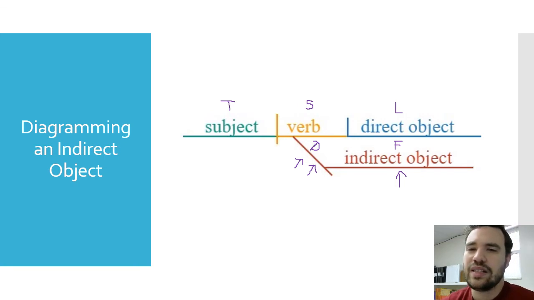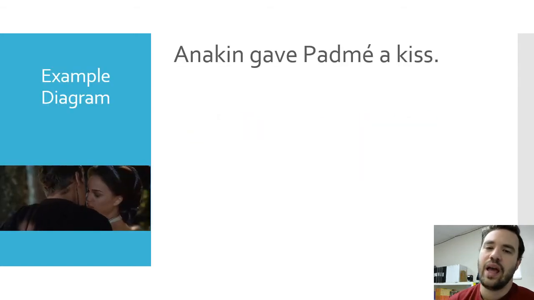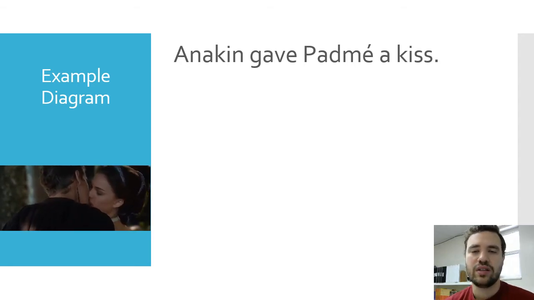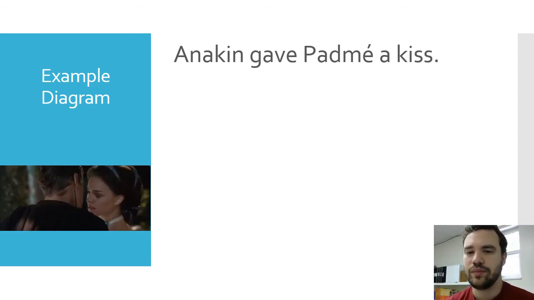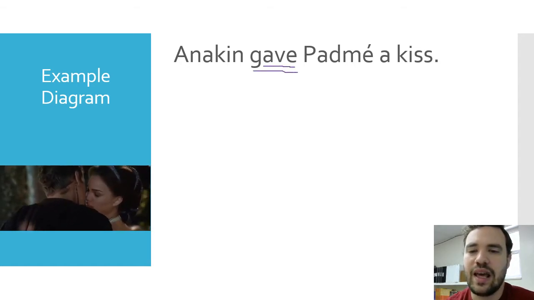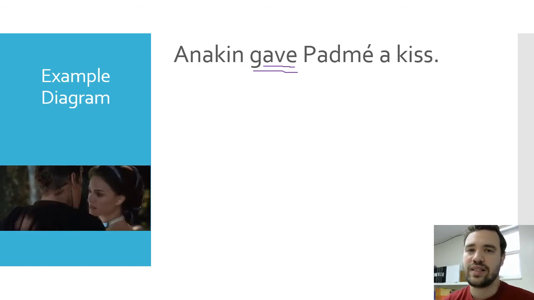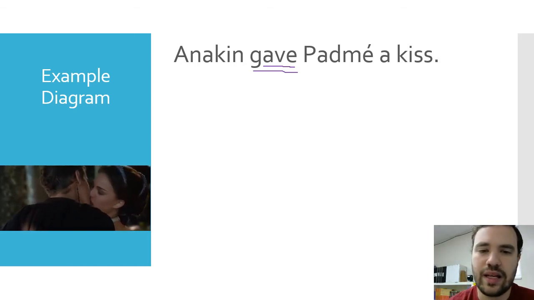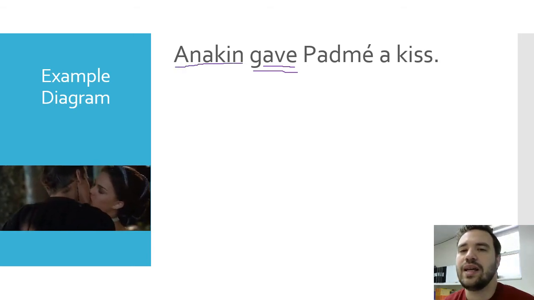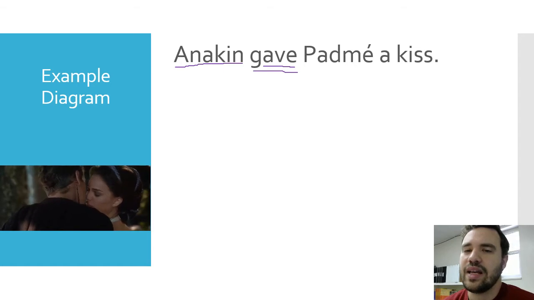All right, let's look at this with an example sentence and a diagram that shows us how we would diagram that sentence. Anakin gave Padme a kiss. All right, so we're going to start by looking for the verb. And we've got a pretty clear action word in this sentence, gave. So then we're going to ask the question, who gave? Well, Anakin gave. So that's our subject. Now, Anakin gave whom, or Anakin gave what?